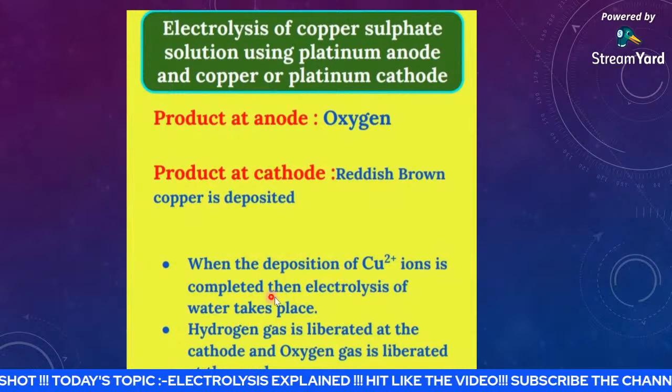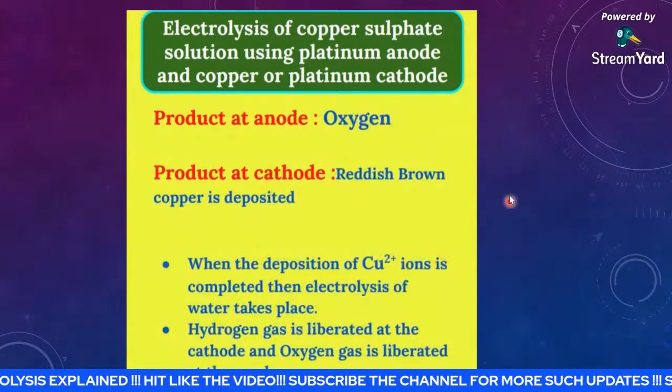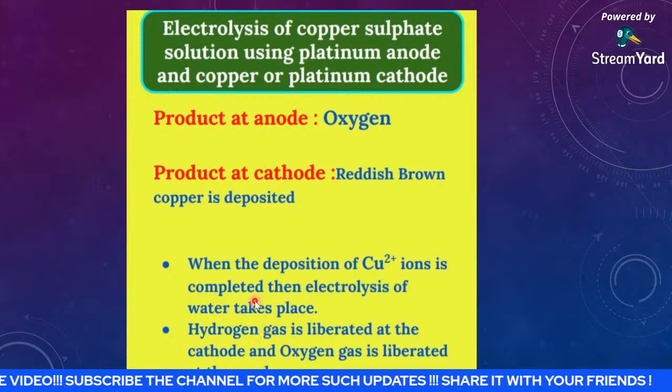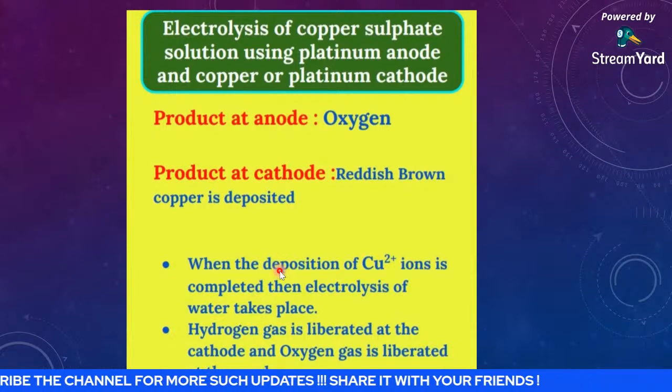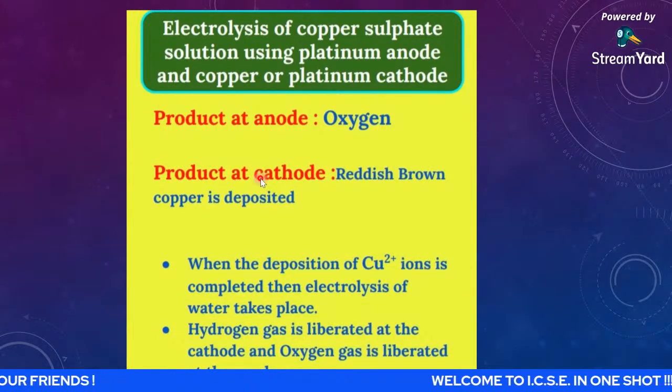When the deposition is completed, electrolysis of water takes place. Whenever this deposition is complete, then after that your water is decomposed. In that case, hydrogen gas is liberated at cathode and oxygen gas is liberated at anode.